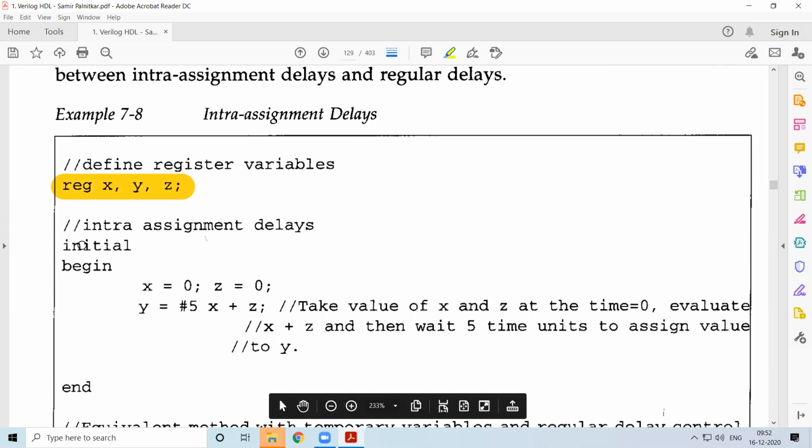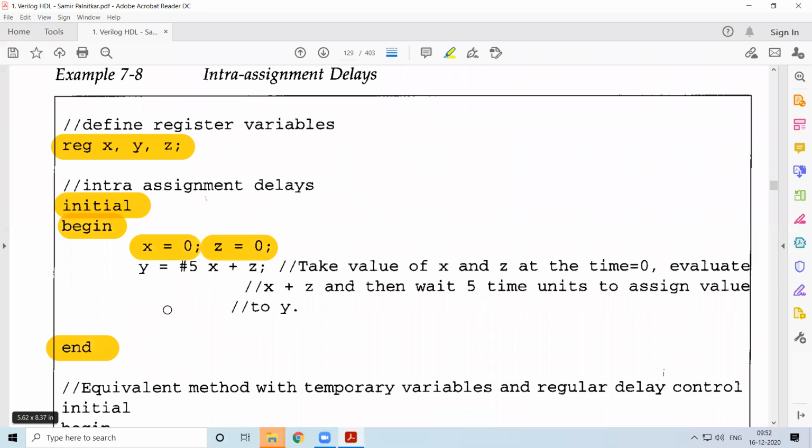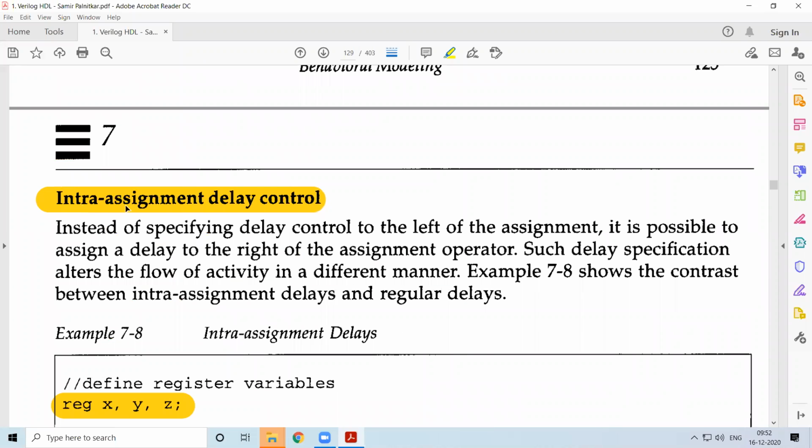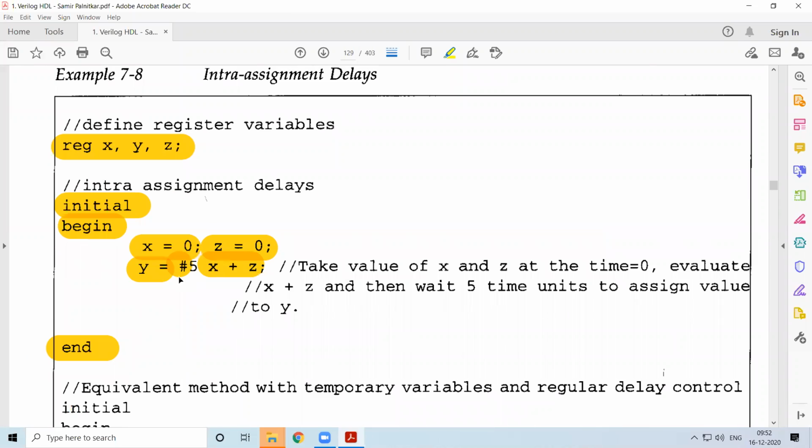They have defined the variables, and within the initial block, x is equal to 0, z is equal to 0. Therefore, there is no delay control for these two statements. After that, you can see that y is equal to hash 5 x plus z. So intra, it is present in between the assignment. In this case, the hash delay is present on the right hand side of the assignment operator.